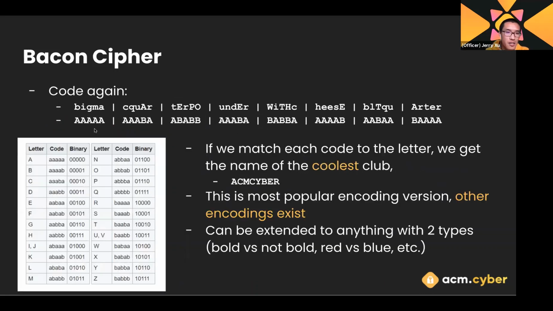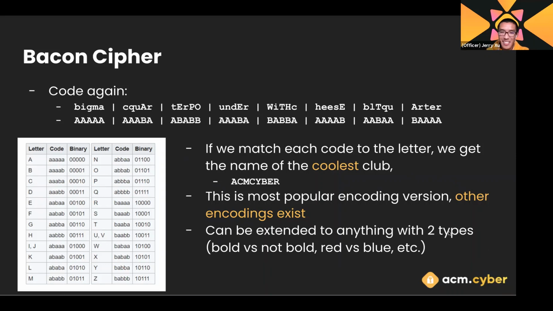So let's decode this. If we look at the chart on the left, we can decode it. The first one has 5 A's. We can match that over here. That's the letter A. The second one has 3 A's, 1 B, and an A, and we can see that over here, it's the letter C. So if we decode everything, we get the name of the coolest club, ACM Cyber, of course.